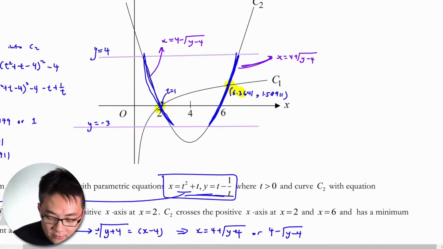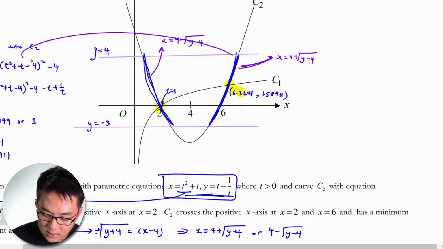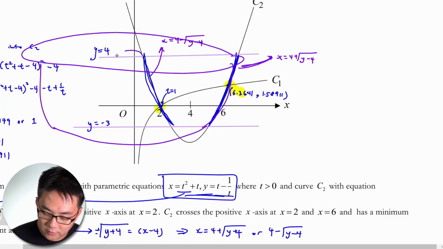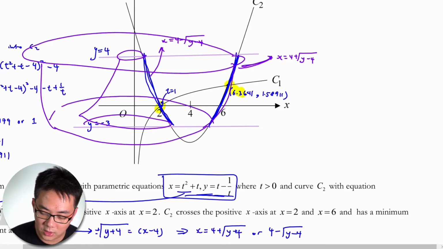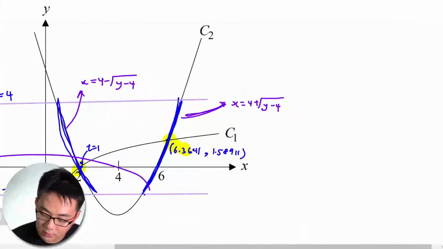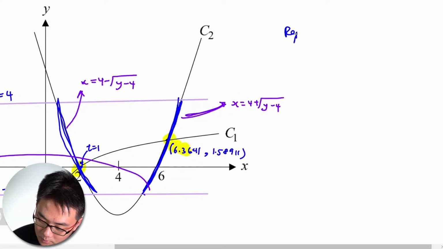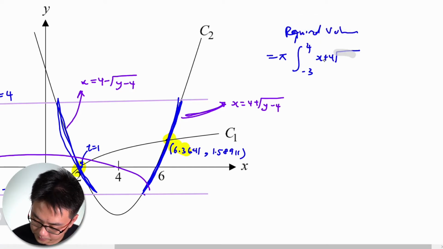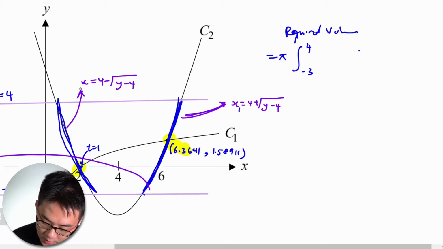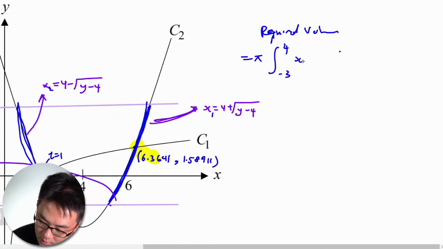Okay, so the required volume is basically this volume here, minus this volume here. If you want to see how this shape looks like, it looks like this shape here. So what I'm going to do is take the required volume, which will just be pi integral from minus 3 to 4 of x1 square minus x2 square dy. This is x1, this is x2, right? Let me just write this down.